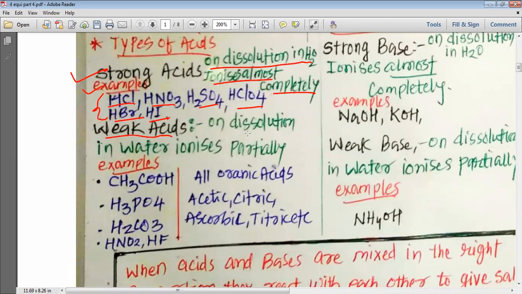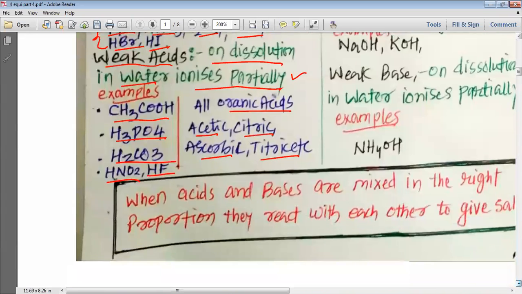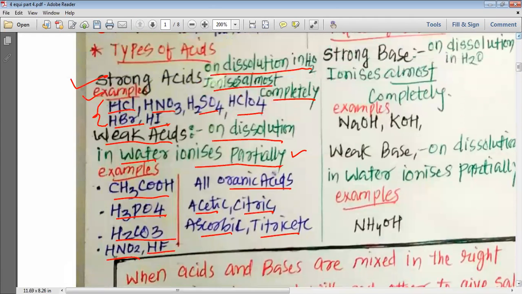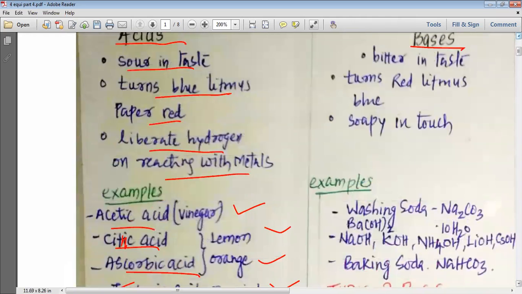Then we have weak acids. On dissolution in water, these acids ionize partially, not completely. The examples are CH3COOH acetic acid, H3PO4 phosphoric acid, H2CO3 carbonic acid, HNO2 nitrous acid, and HF hydrofluoric acid. All organic acids like acetic acid, citric acid, ascorbic acid, tartaric acid are weak acids. So please remember that all organic acids are weak acids.